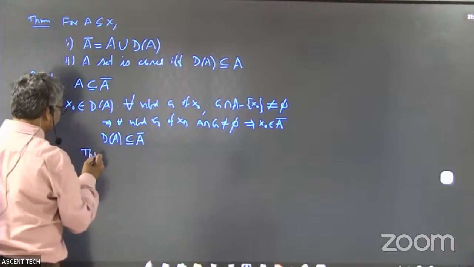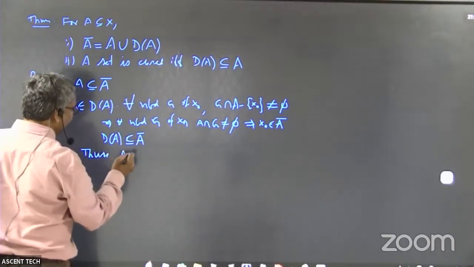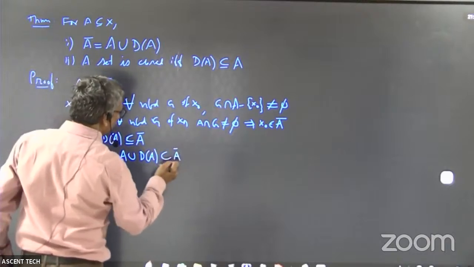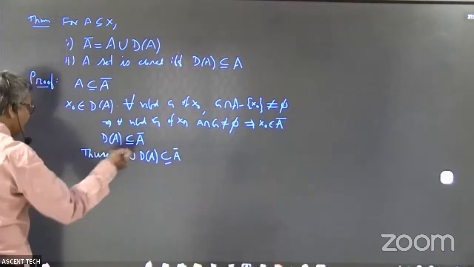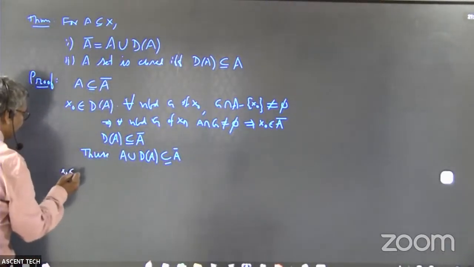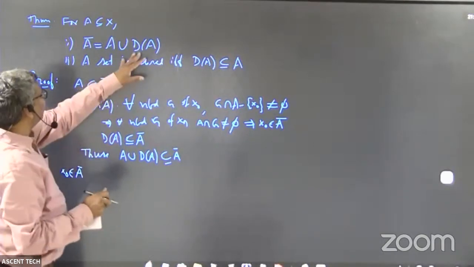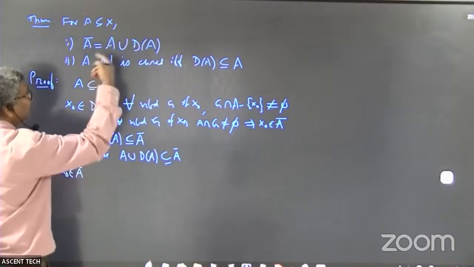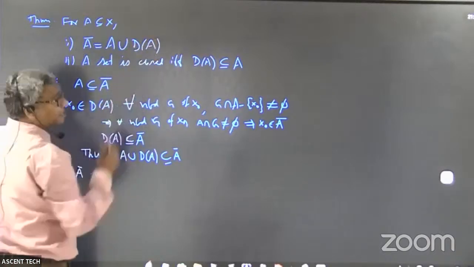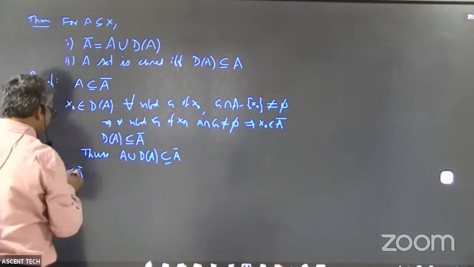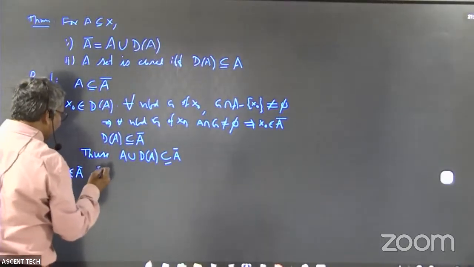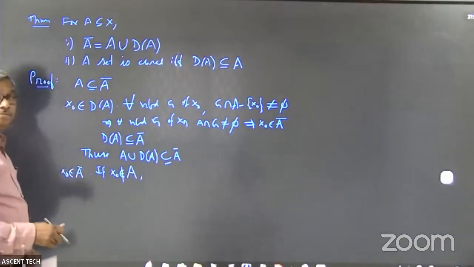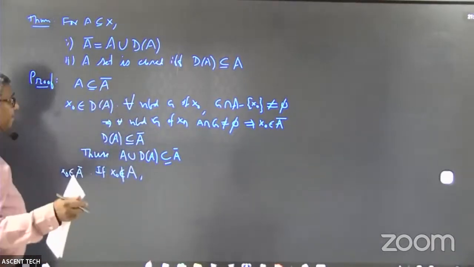Thus, A union dA is contained in A bar. I think we have proved one side of the result. You have to prove the other side. On the other side, suppose I took an X naught in A bar. That X naught is either in A or in dA. Suppose X naught is in A, then we are done. If X naught is not in A, I have to show that X naught is in dA. That finishes the story.